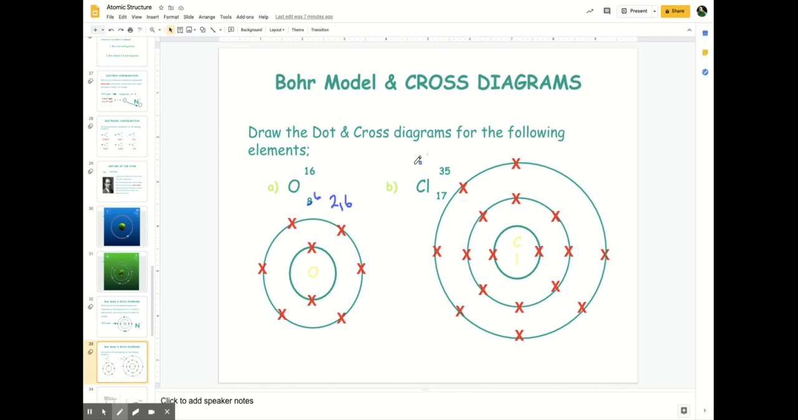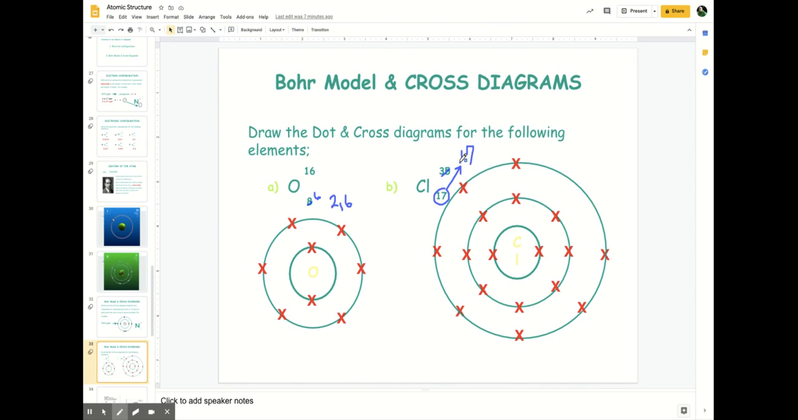See if you can do the electron configuration for this bad boy right here. Remember, which number are we looking at? Age is always less than our mass. So we're not worried about mass right now. We're only worried about our age, if you will. 17 protons. 17 protons means 17 electrons. So 17.